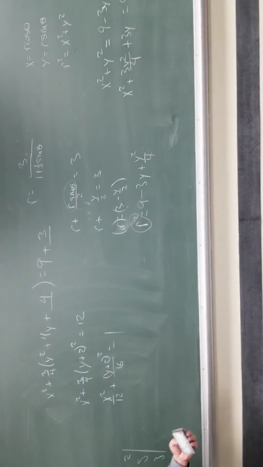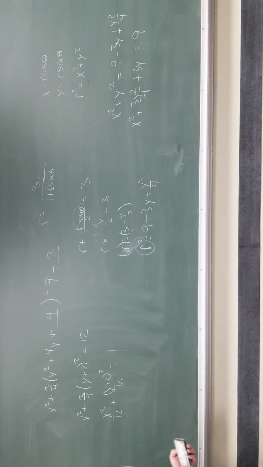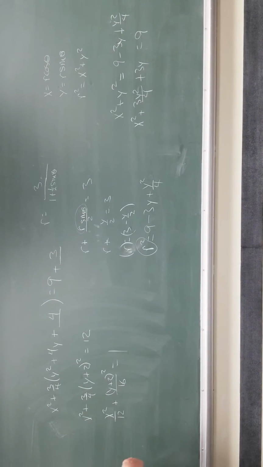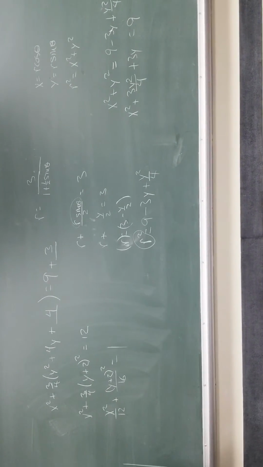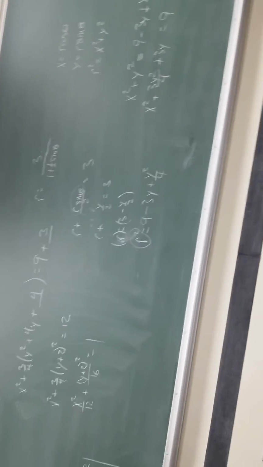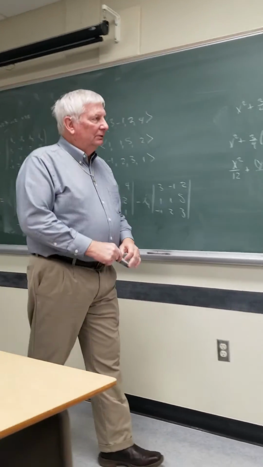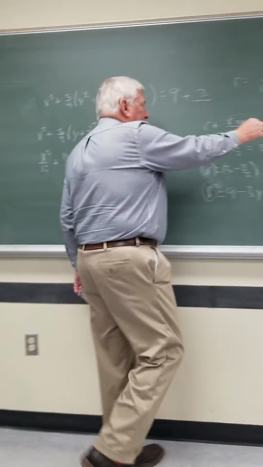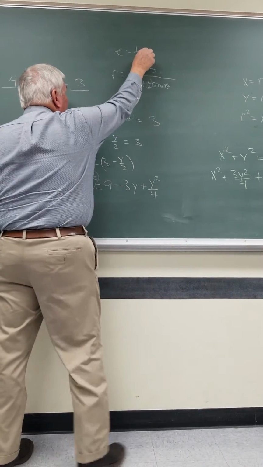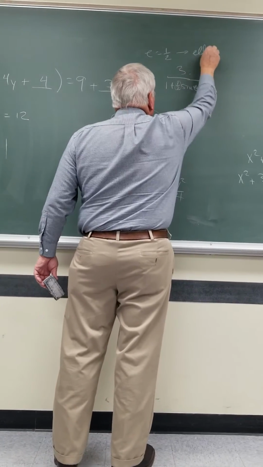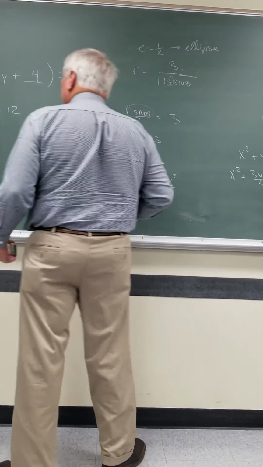I'm not going to ask you to do the conversion from polar to rectangular or rectangular to polar. I was just simply showing that, yes, in fact, an example is what we claim it to be, with, in this case, e equaling 1/2, which says this is an ellipse. Okay.